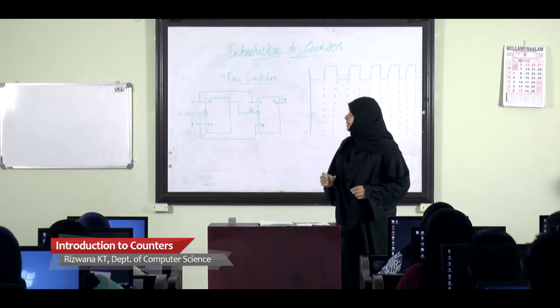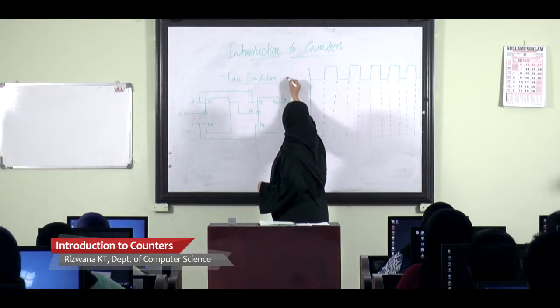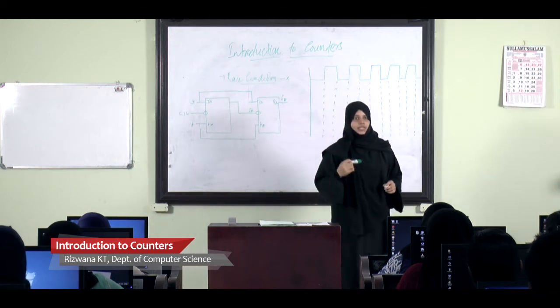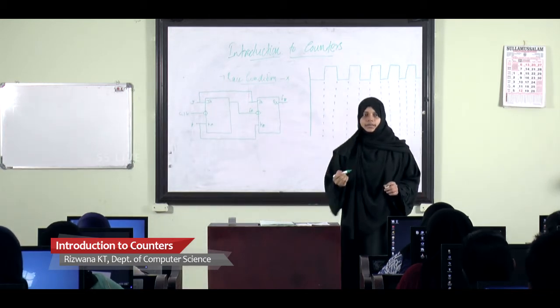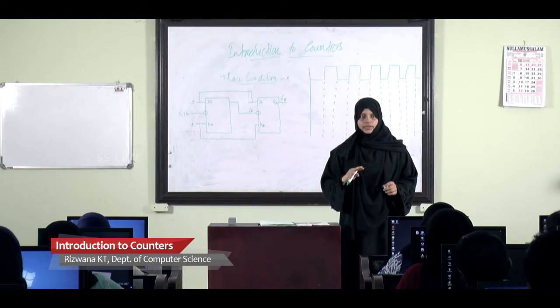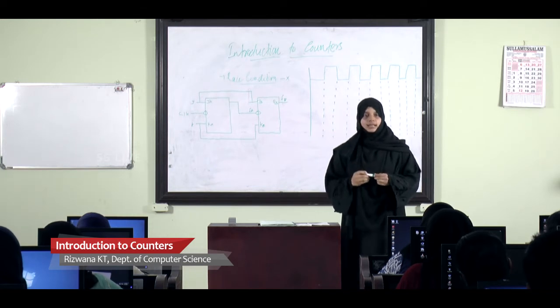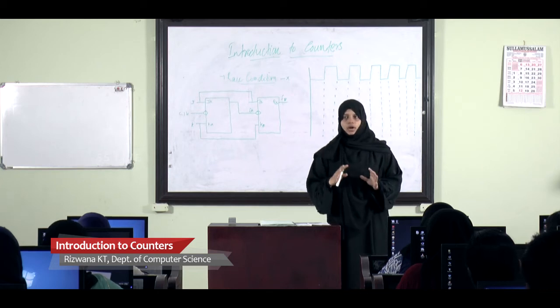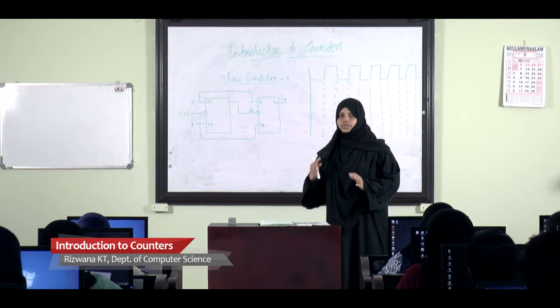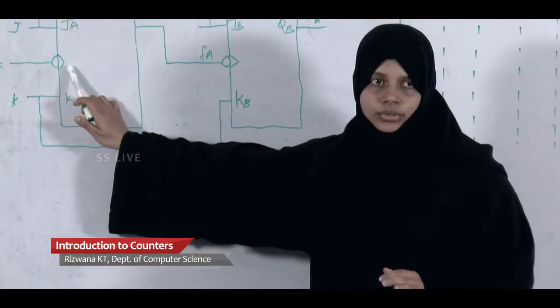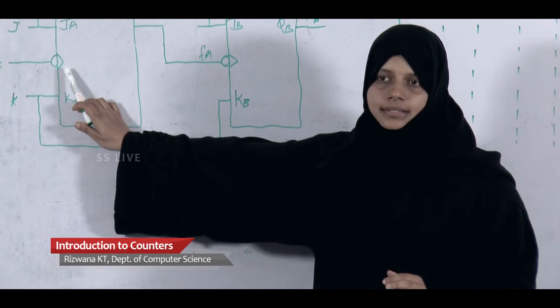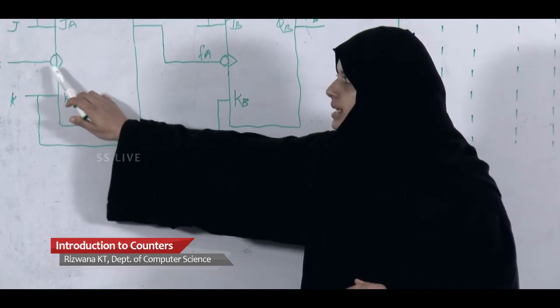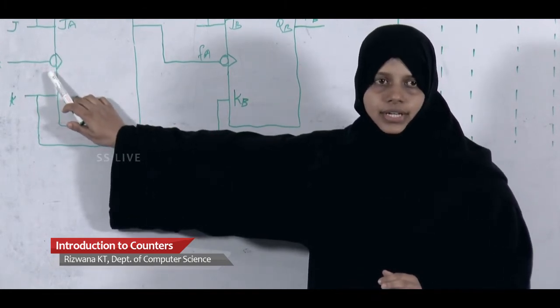We know that we are not using this condition here. Instead, we overcome the race condition by two methods, which we had already discussed. Either we can connect the JK flip-flop in the master-slave mode, or we can use negative edge triggering. See, here the clock is applied, and this indicates the edge, which is negative edge triggering.